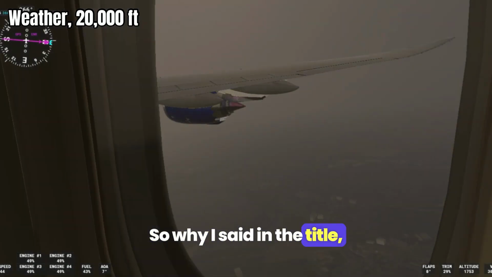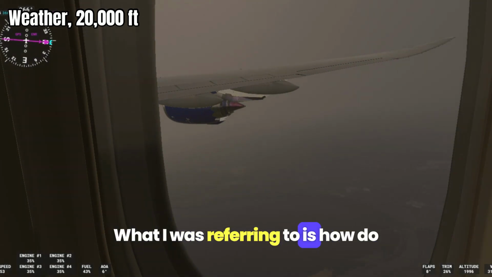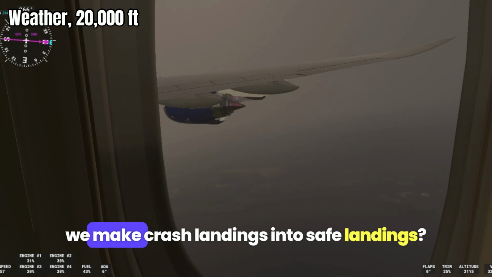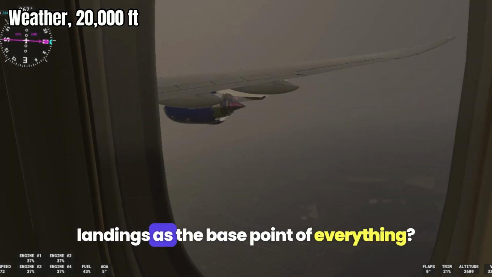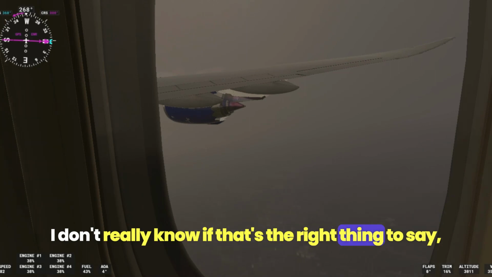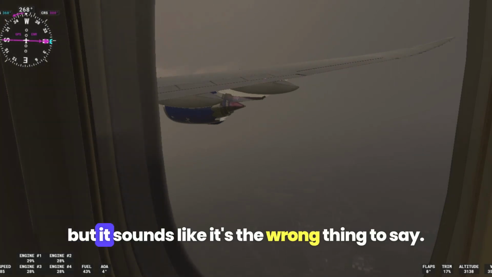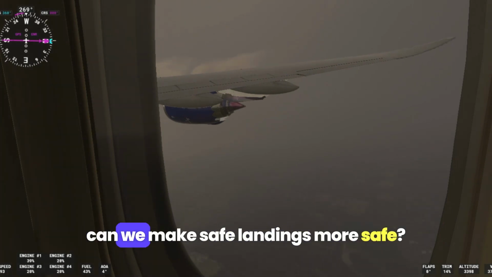So when I said in the title, when crash landings become safe landings, what I was referring to is, how do we make crash landings into safe landings? How do we actually look at safe landings as the base point of everything? I don't really know if that's the right thing to say, but what I mean is, just how can we make safe landings more safe?